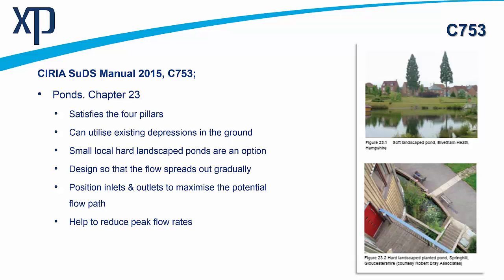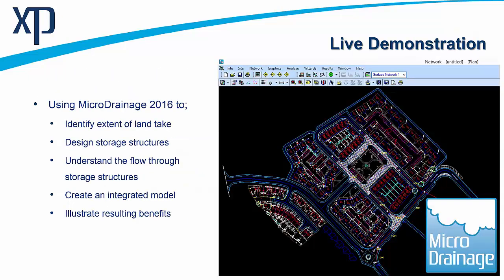So what I'll do, I'll go over live and take a look at the software. I'll start off in MDSuDS, and I want to look at identifying the extent of the land take. This is probably one of the hottest topics when we're working with sustainable drainage systems, and it really is all about, well, how much space do I have, how much land take, what will that structure take up? So we can look at designing some of those types of structures, and then understand how the water is flowing through the individual structure and then connecting from one to the other to create a complete SuDS treatment train.